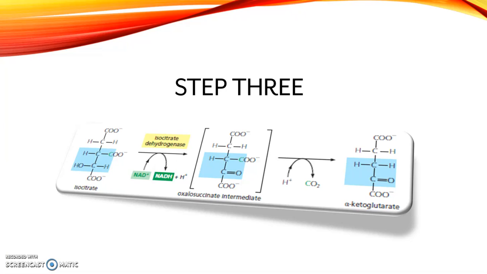In step 3, the first of 4 oxidation steps in the cycle, isocitrate loses a molecule of carbon dioxide and is oxidized, forming the 5-carbon alpha-ketoglutarate. NAD+ is reduced to NADH and H+ in the process. Isocitrate dehydrogenase catalyzes the reaction.